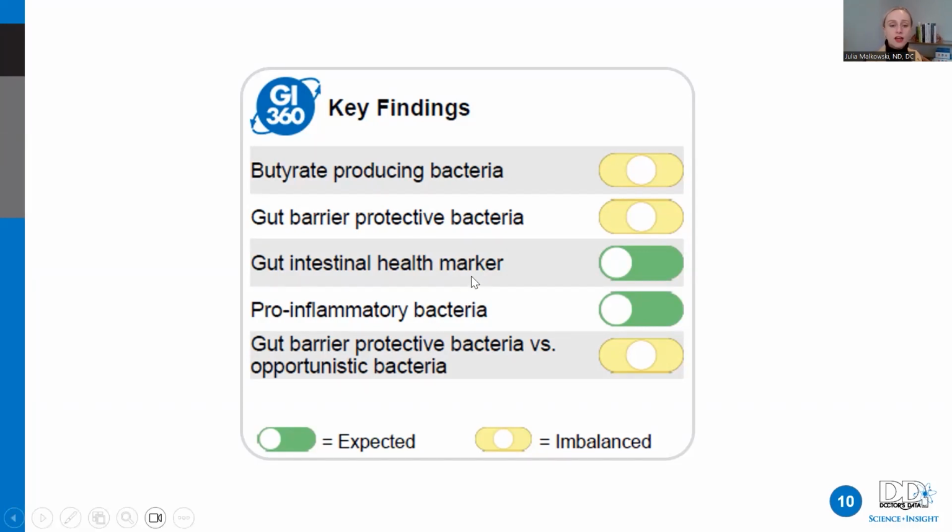The gut intestinal health markers are within range for this patient, and the inflammatory bacteria are within range. But we do see that those opportunistic bacteria are too high, and those gut barrier protective bacteria are too low. So we really want to support that gut barrier, and we want to help the patient right here at the key findings. So this is excellent information, and we'll see this in the cases as well.